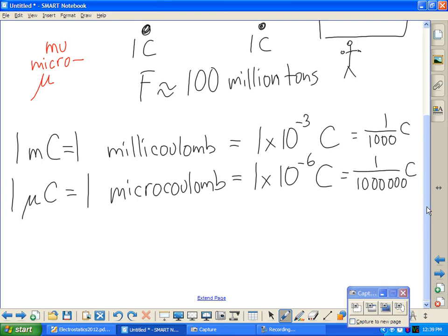Okay. Millipede, 1,000 legs. Millennium, 1,000 years. Micro is a millionth. When you rub Thumper on the tube, you end up with about microcoulombs of charge.